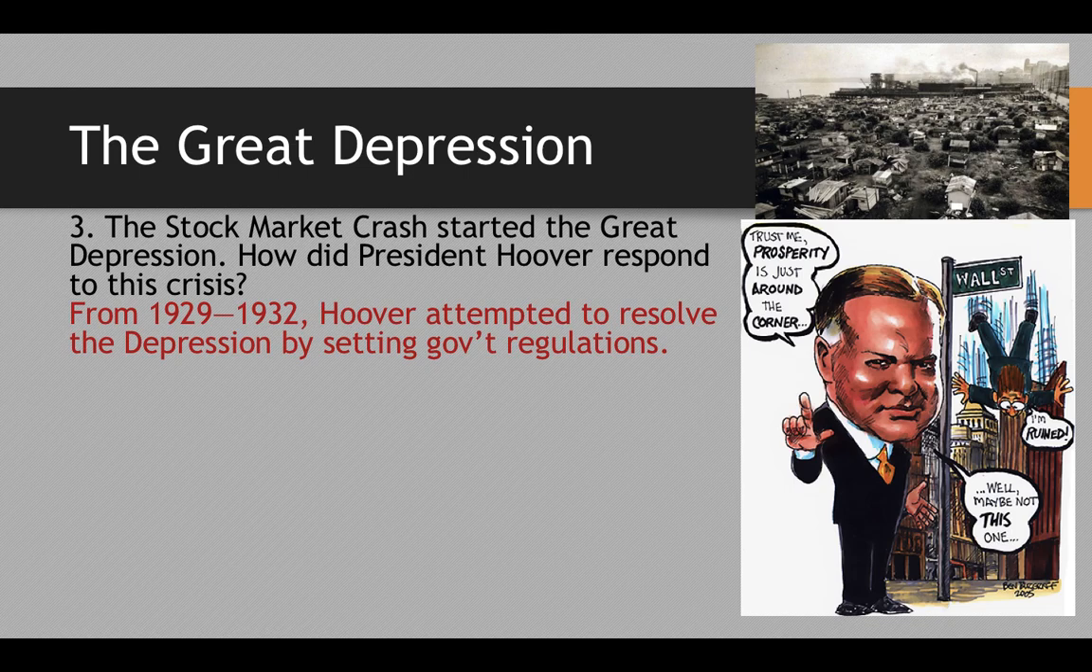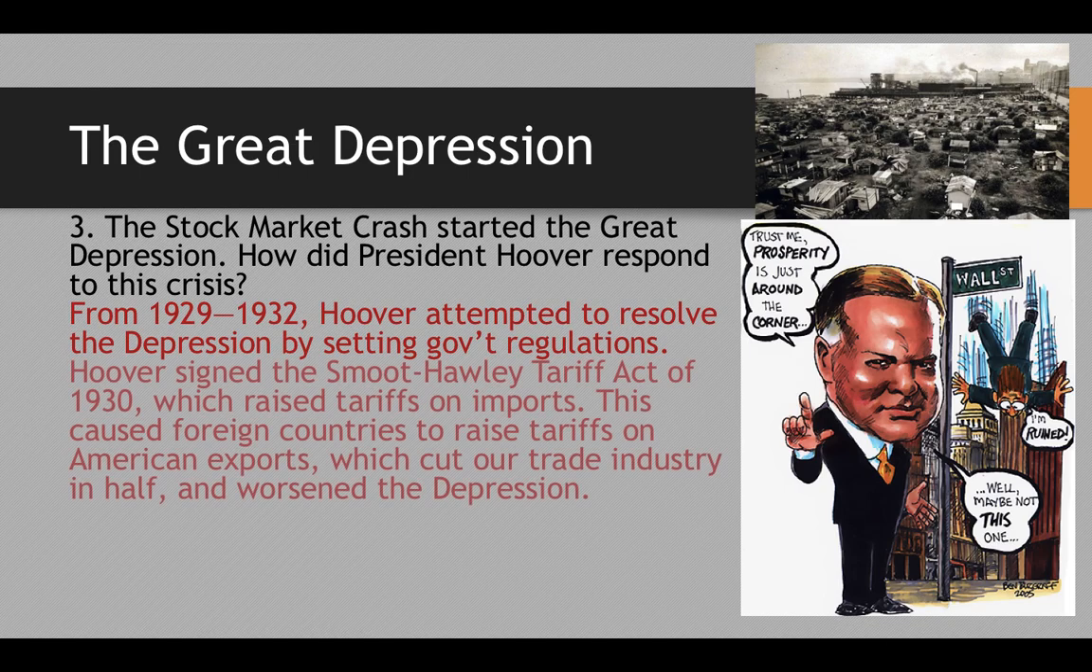And President Hoover just had this enormous task of trying to fix this crisis. So from 1929 to 1932, Hoover attempted to resolve the Depression by setting government regulations. It's a common misconception that Hoover didn't do anything at all. He did actually try to solve it. He did a lot of things to try to make things better, but all of those things did fail.